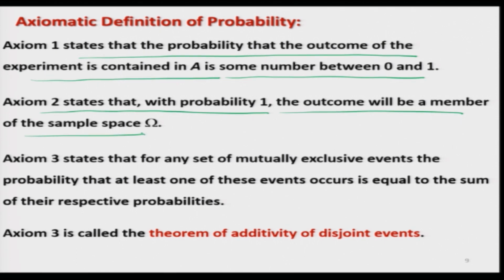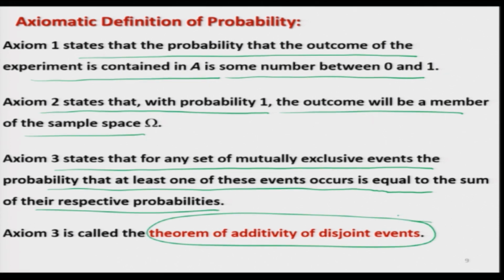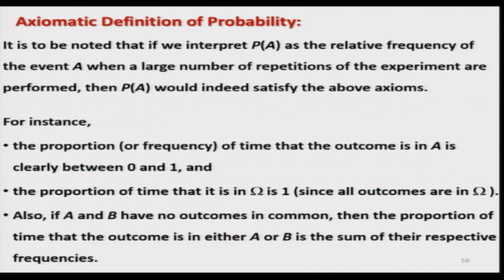That is obvious, that all the events you are trying to define have to belong to capital omega, the sample space. And axiom 3 states that for any set of mutually exclusive or disjoint events, the probability that at least one of these events occurs is equal to the sum of their respective probabilities. And actually this axiom 3 is the theorem of additivity of disjoint events. So, you will see this name in the books, so I thought I should inform you.